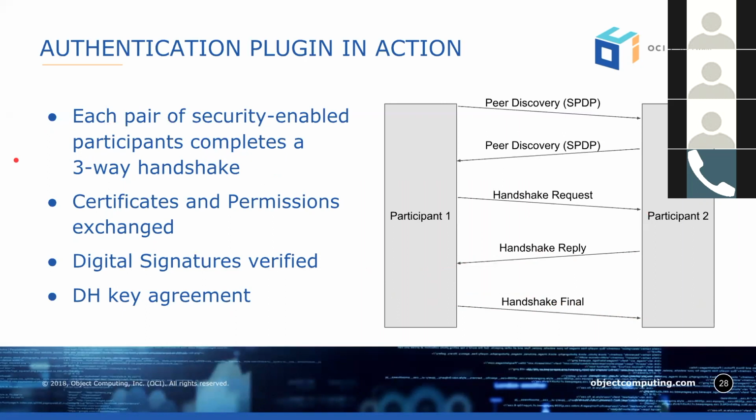What actually occurs during this handshake is a little complex, so we're not getting into all of it. But the important parts are that the certificates and permissions documents are exchanged, the digital signatures are verified, and the Diffie-Hellman key agreement algorithm runs. This DH key agreement will be important later as we see cryptography, because these two participants will need a common shared secret, and that is provided by this Diffie-Hellman key agreement. Each pair of participants that authenticate will have their own shared secret.